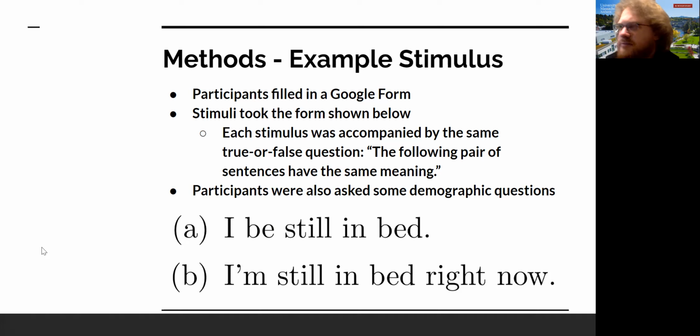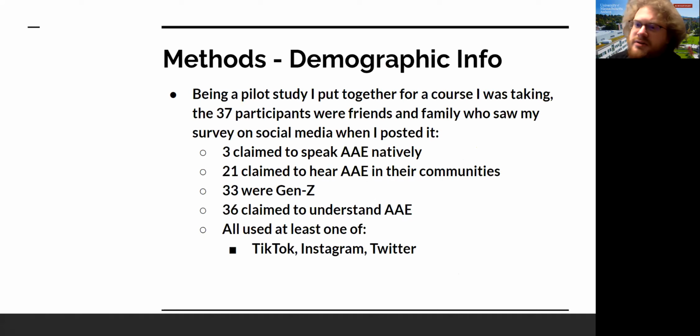So basically the way that this worked is people filled in my Google form. As they were going through it, they were presented with stimuli that looked like this. I had 30 stimuli, and each stimulus was accompanied by the same true or false question: the following pair of sentences have the same meaning. You can mark true or you can mark false. On top of that, at the beginning, there was a little primer on AAE, so people understood what they were being asked about and how to interpret these stimuli. And then at the end, I asked a few demographic questions, which I'll talk about here a little bit.